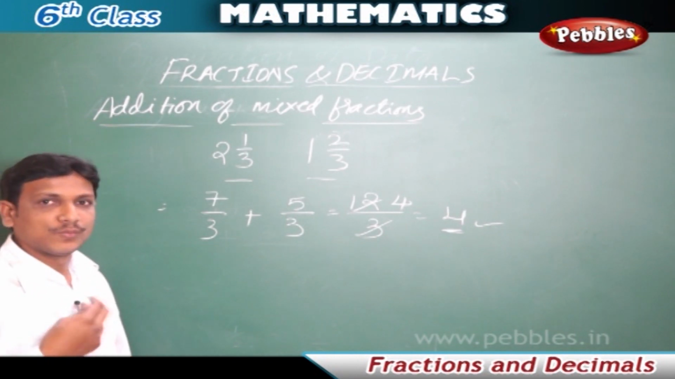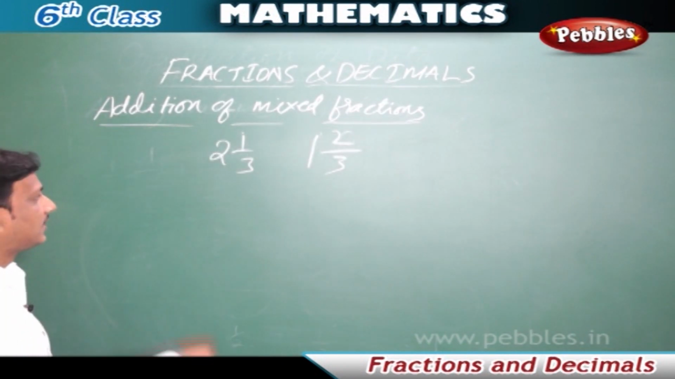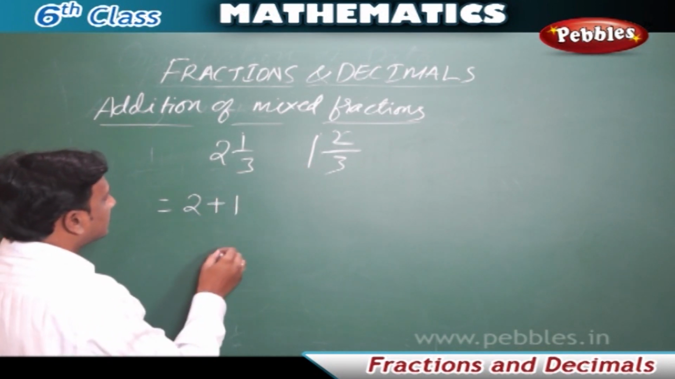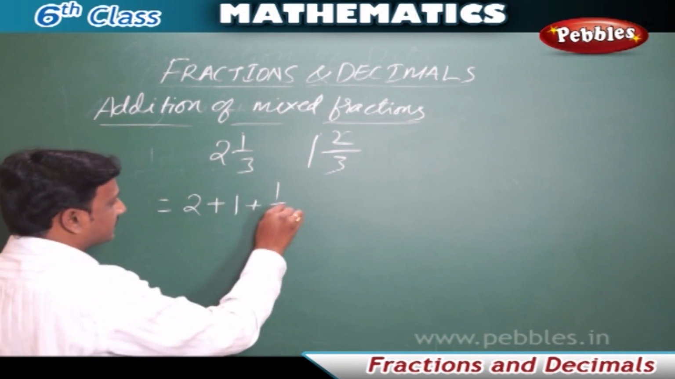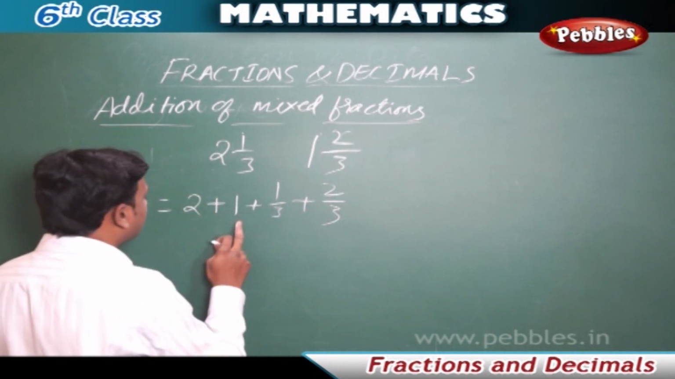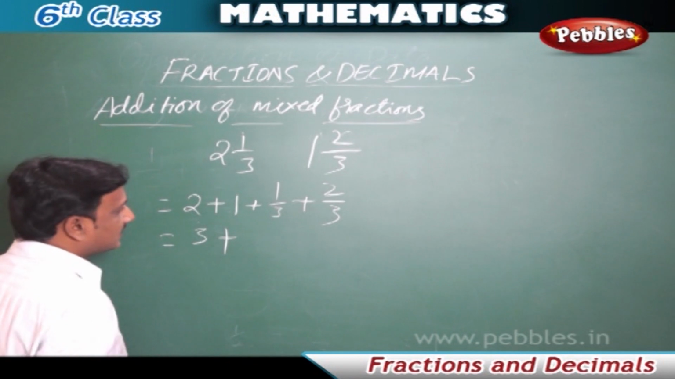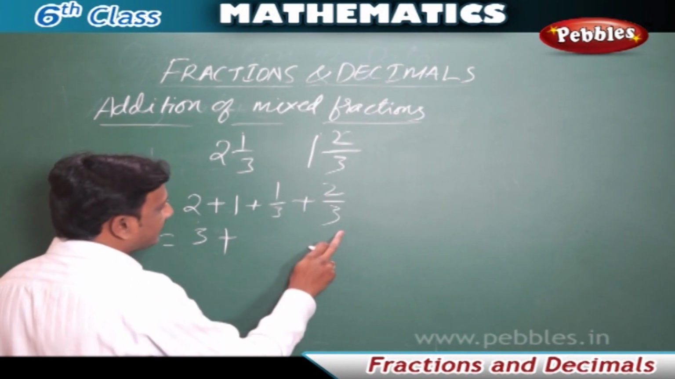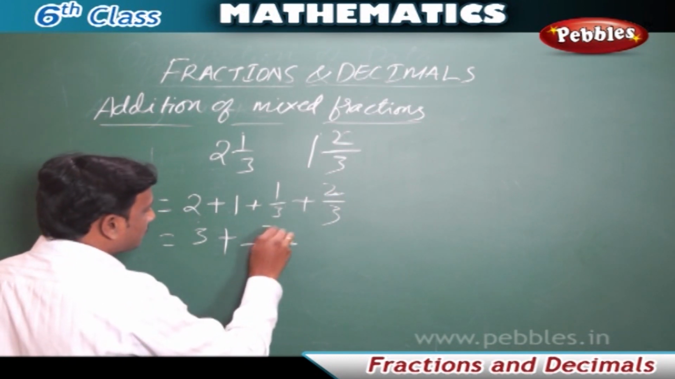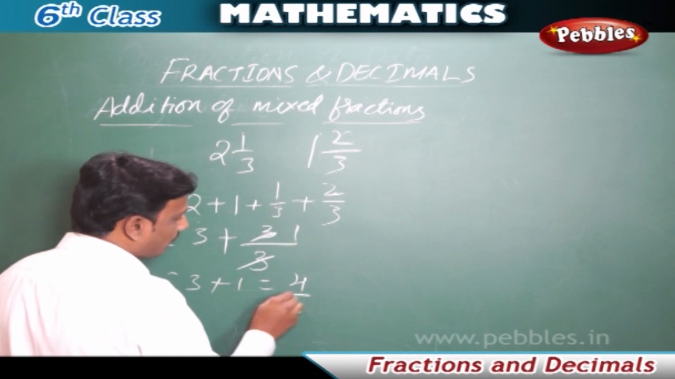But here we have one more method to add two mixed fractions. Let us see how to do it. Now let us see the second method. First we will add the whole numbers, then we will add the fractions. So here 2 we have taken here, 1 we have taken here: 2 plus 1 plus 1/3 plus 2/3. Now 2 plus 1 becomes 3, plus 1/3 plus 2/3. Here the denominators are the same. The numerator is 1 plus 2, 3. So now 3 threes are 1, 3 plus 1 is 4.